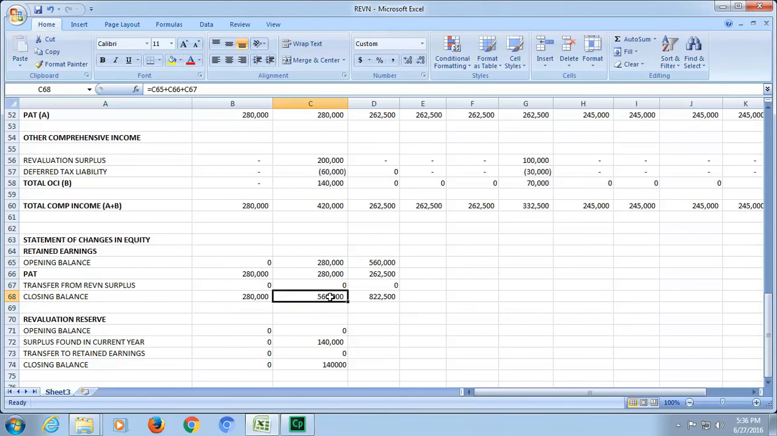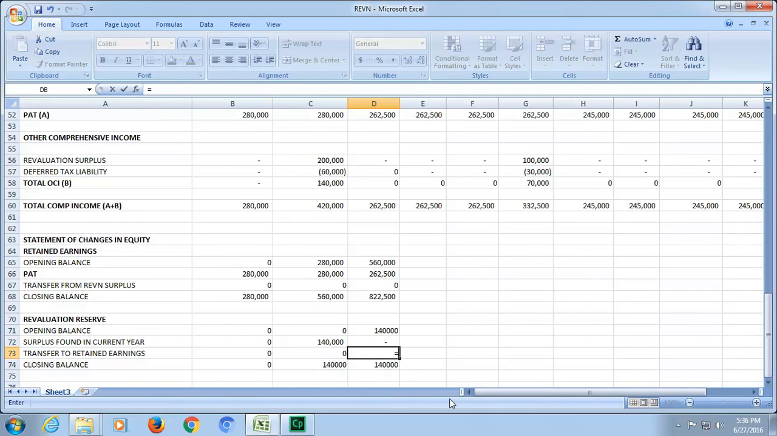The closing balance for third year becomes opening balance for the next year. The PAT figure automatically comes here. This is the transfer from revaluation surplus, this is the closing balance. Now we'll again copy it here, Control C. Now surplus found in the current year is 0, but transfer to retained earnings, how much are we going to transfer to the current year? This we are going to transfer.